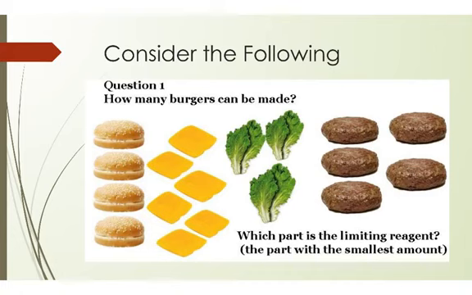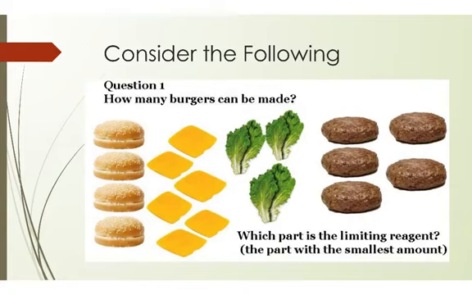Consider the following. How many burgers can be made, and which part of this scenario of burgers is a limiting reagent? So we've got 4 buns, 6 cheeses, 3 lettuce, 5 patties. If we have to have one of everything, how many hamburgers can we make?